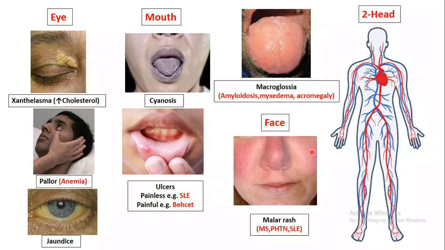Then finally, check the patient for malar rash that might be seen in patients with rheumatic mitral stenosis, pulmonary hypertension, or systemic lupus erythematosus.